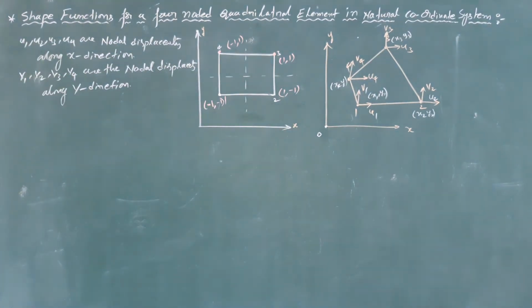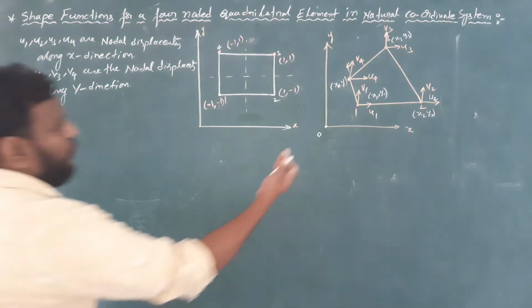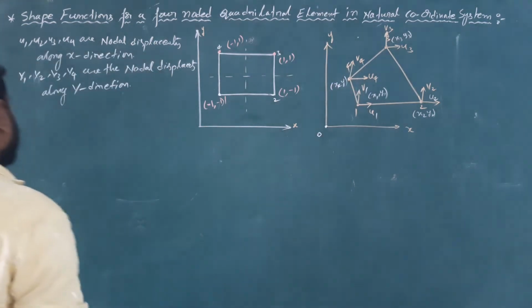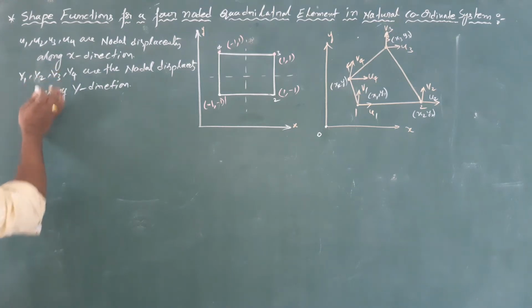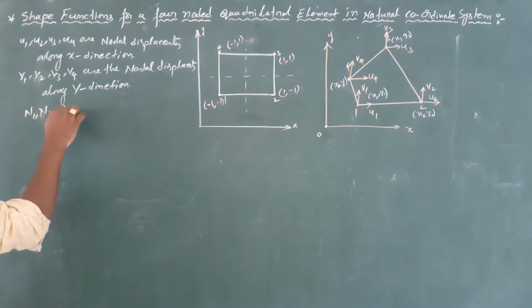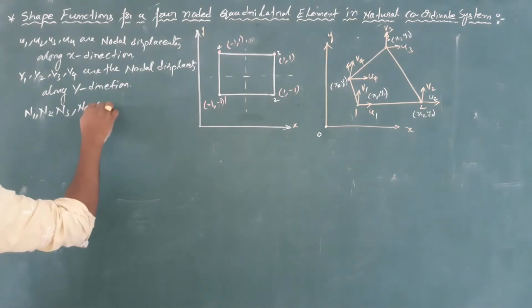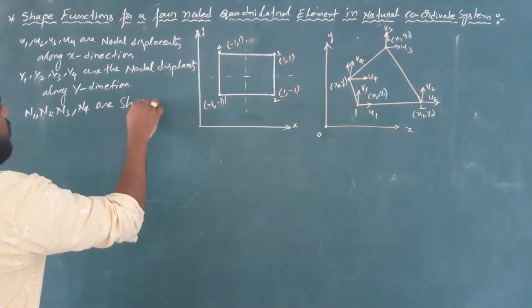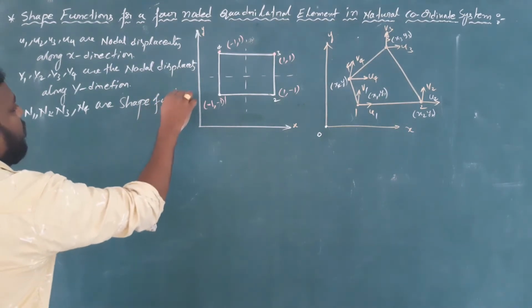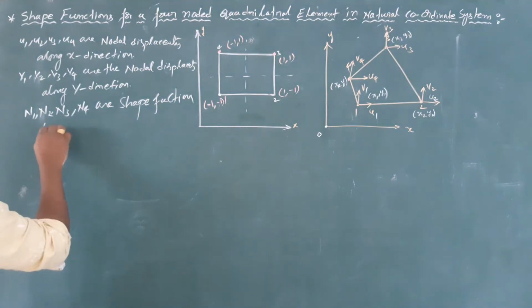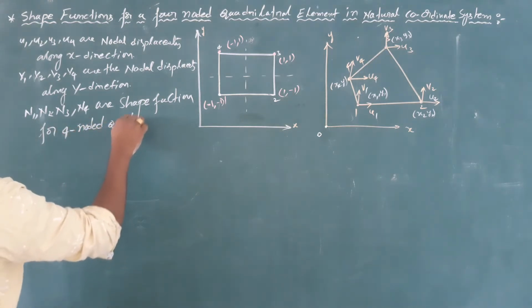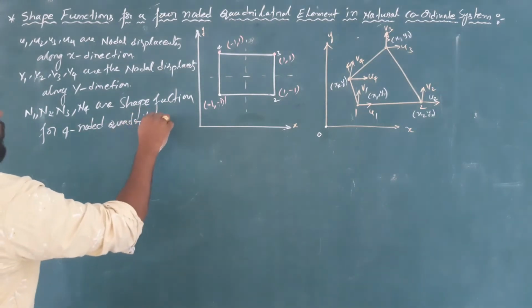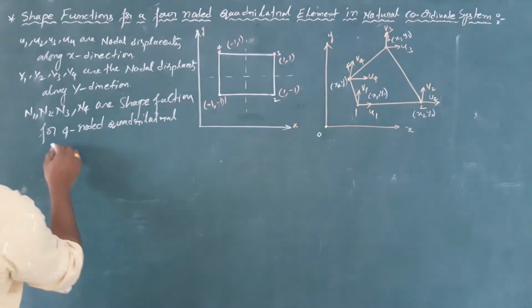So this is everything regarding the four-noded quadrilateral element. Now N1, N2, N3, N4 are the shape functions for the four-noded quadrilateral element.